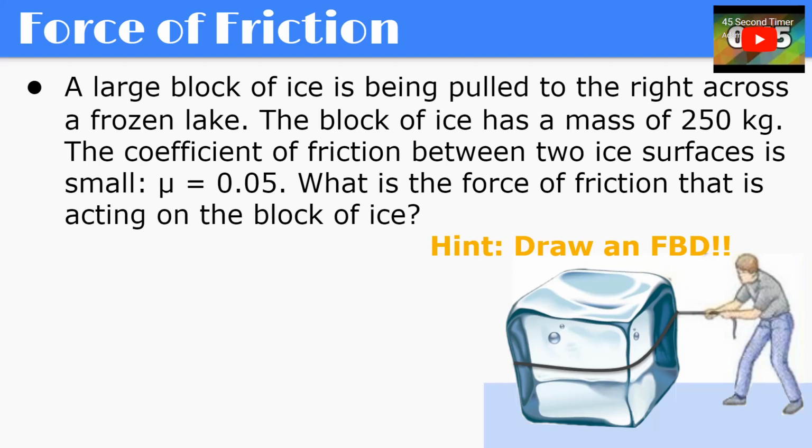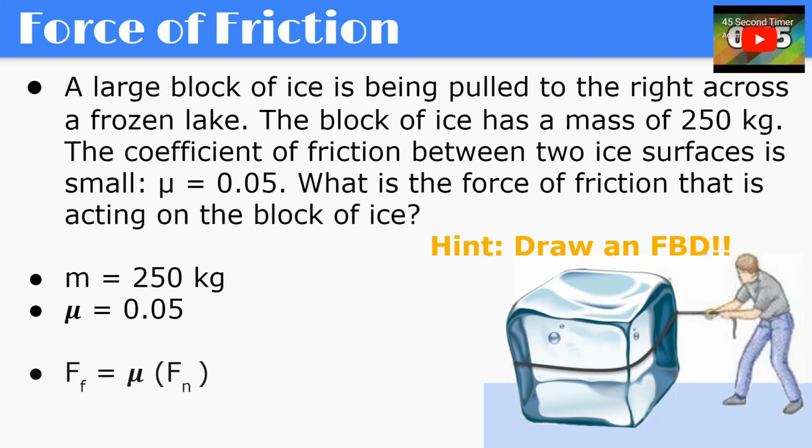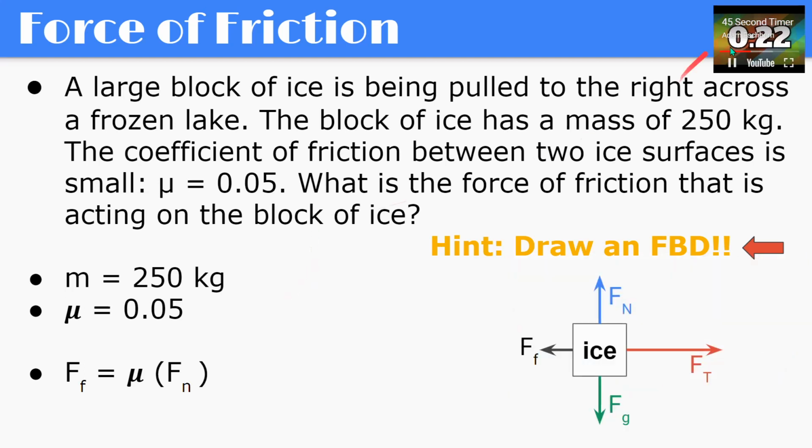Okay, so we have some information given to us, a mass and a coefficient of friction, but that's pretty much it. If I want to solve for the force of friction, I know that I can use the coefficient of friction times my normal force, but I don't know what my normal force is until I draw my free body diagram. So again, a good first step is to start with that diagram. I'm going to draw my diagram, and it's going to look something like this. I have my ice block, I have my force of tension because he was pulling it with a rope, I have the weight, the force of gravity pulling on that ice block, I have the normal force from the surface, and I have my force of friction.